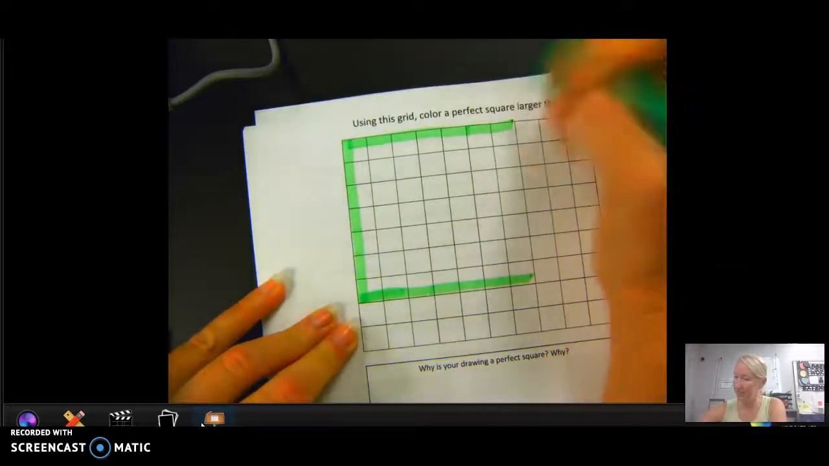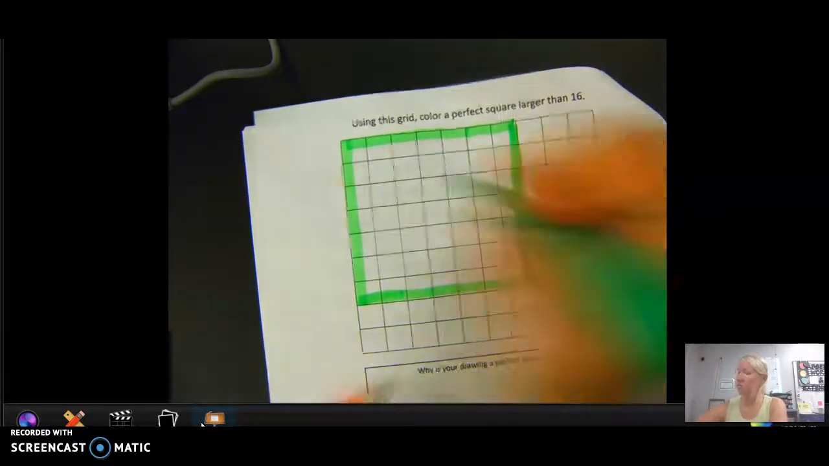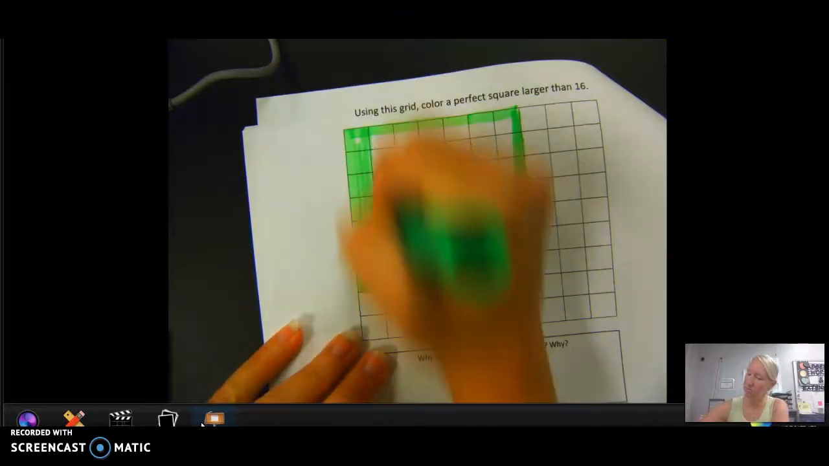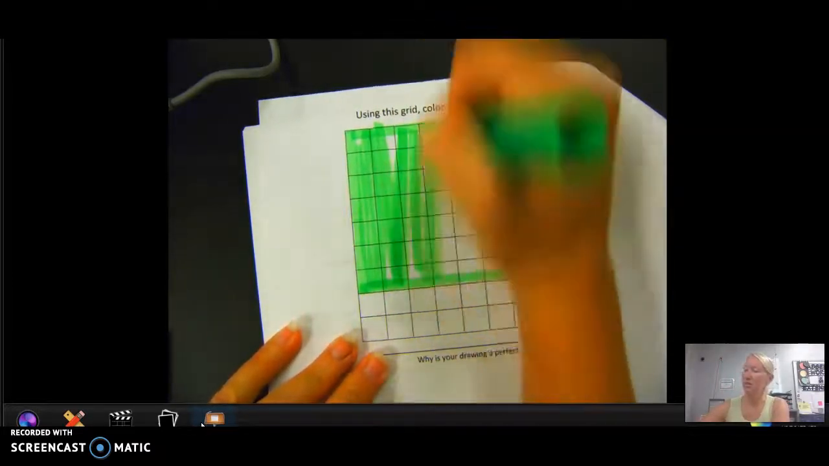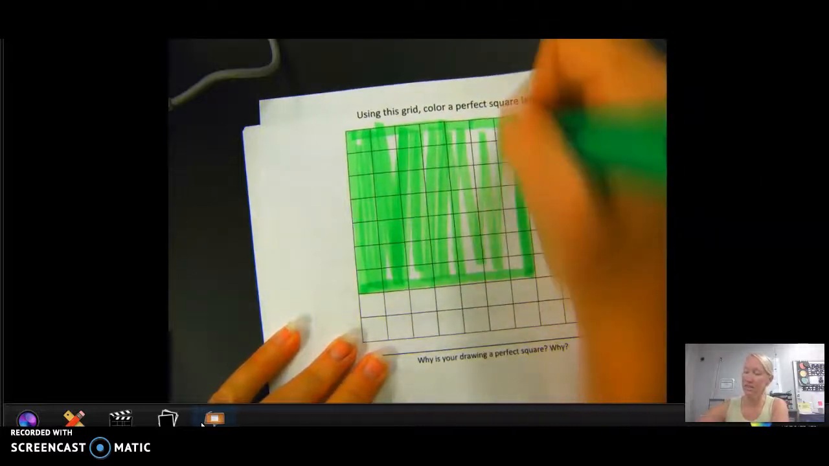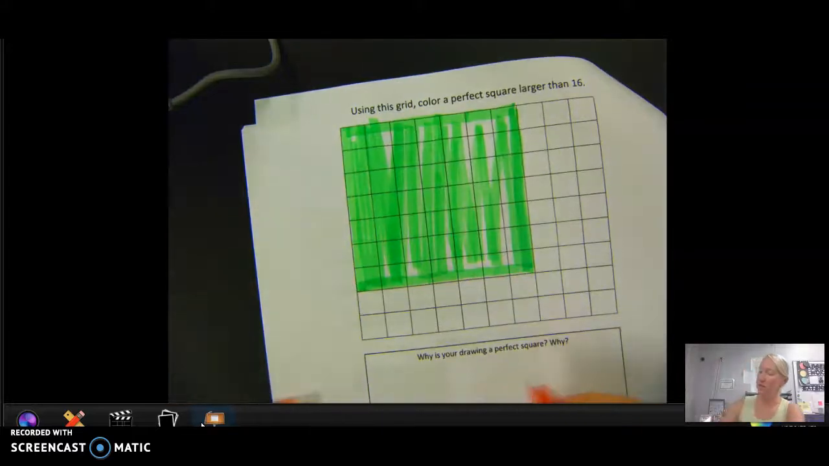If it's a 7 by 7, how many squares would be in there? It would be 49, right? So that means 49 is a perfect square because 7 times 7 equals 49. Why is your drawing a perfect square? Because it has the same length and width.